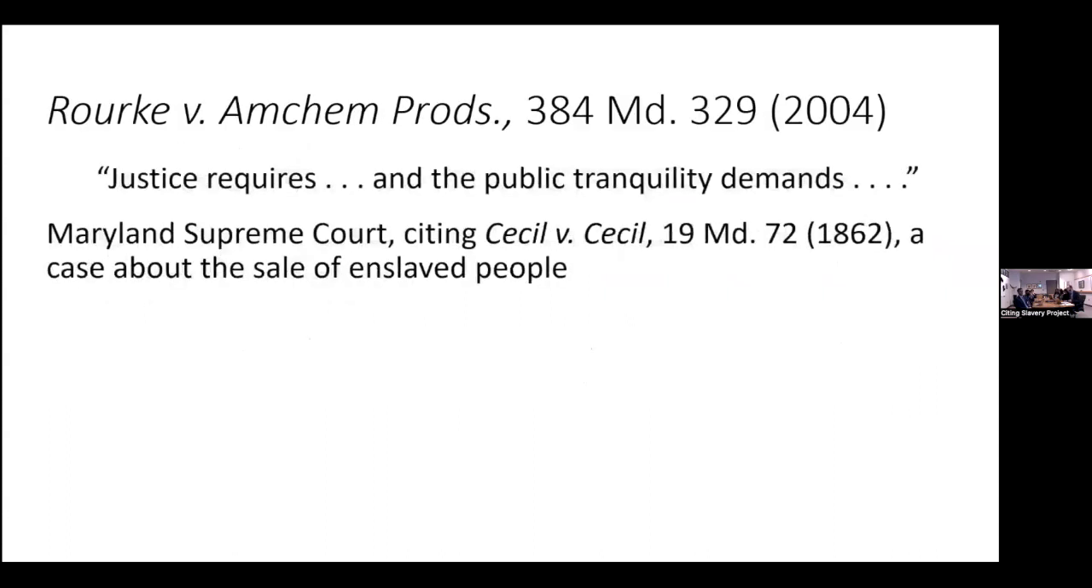The Maryland Supreme Court similarly failed to recognize the irony of using an 1862 case involving the sale of enslaved people as the lone source for justifying the doctrine of collateral estoppel. Only from a myopic vantage point does a case about the sale of humans serve to justify a legal rule on, as the court puts it, what justice requires and the public tranquility demands.